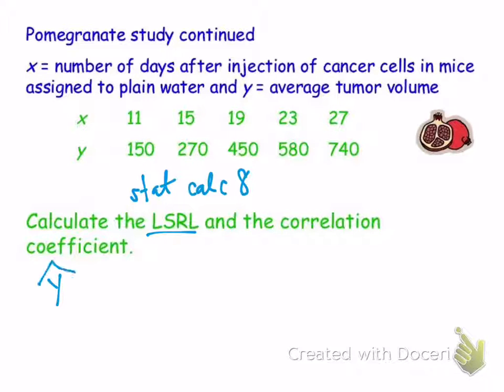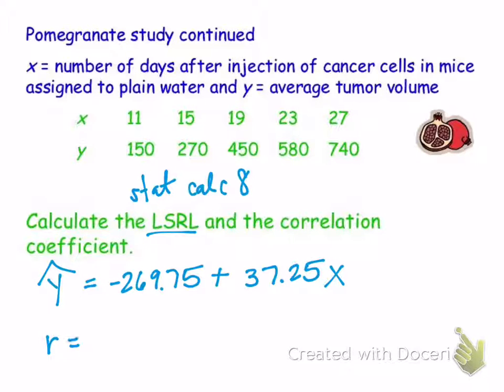So my y hat equals, someone tell me what it should be. What is my y-intercept? Negative 269.75. Plus, what's my slope? 37.25 x. Make sure that you put your hat. What is my correlation coefficient? 0.998.